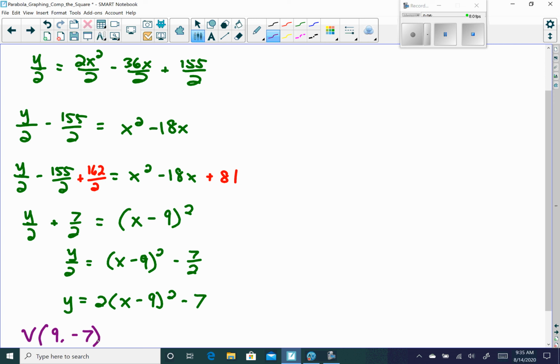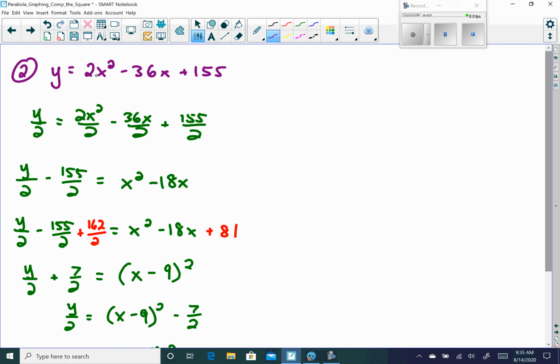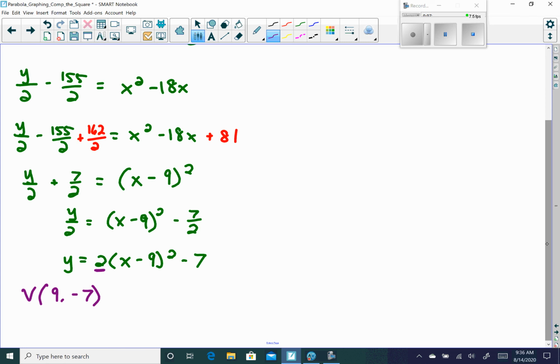All right, so looking here, our vertex is going to be 9, -7. Our parabola should also open up. One thing I want to point out is notice the a that's right here is the same a that's up here. They should be the same. They're representing the same coefficient here. So because it is 2, it's positive, our parabola will open up. Our axis of symmetry, again, is going to be a vertical line. It's going to be x equals 9.